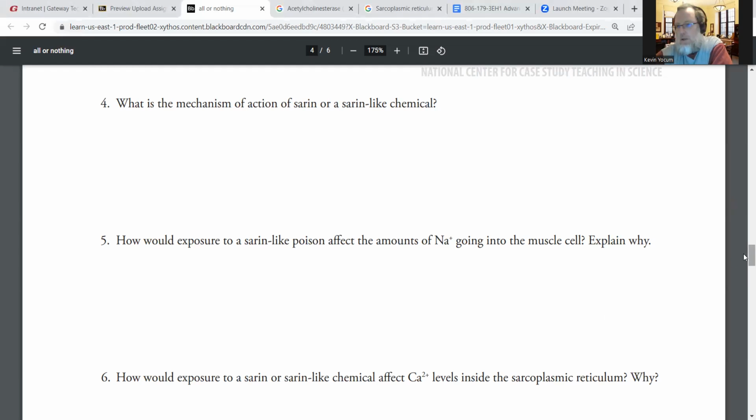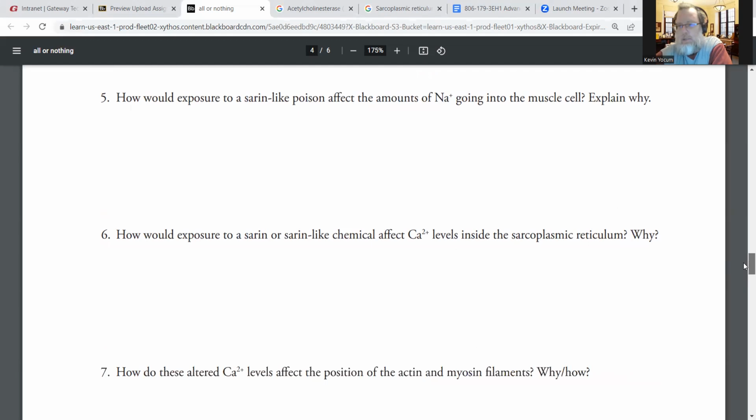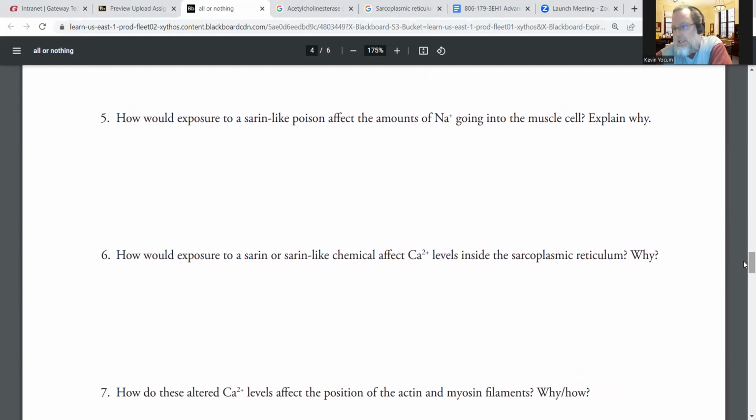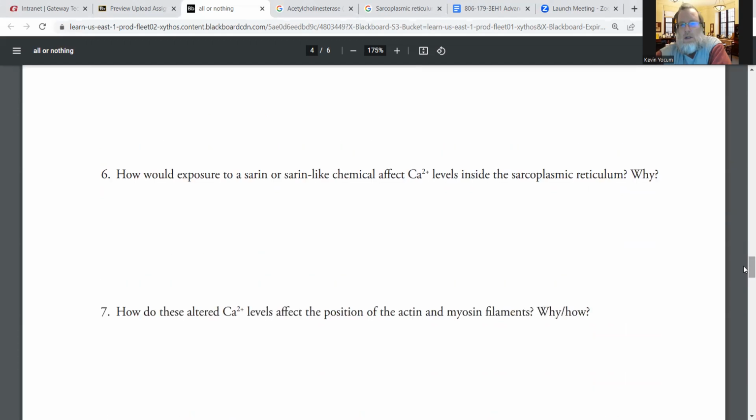And again, there are a few other chemicals involved. We mentioned ATP, and magnesium is involved in this at the deeper cellular level of that muscle fiber. So here's your third domino. You can answer this the same way you just answered number 5. How would exposure to sarin or sarin-like chemicals affect calcium levels inside the sarcoplasmic reticulum?